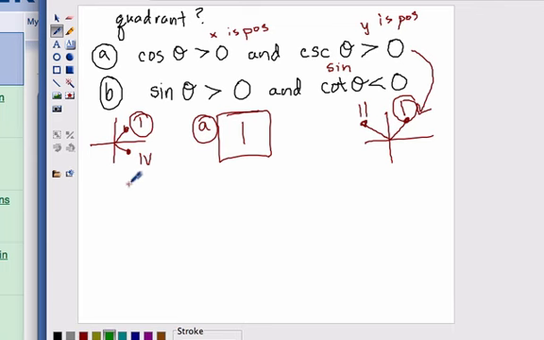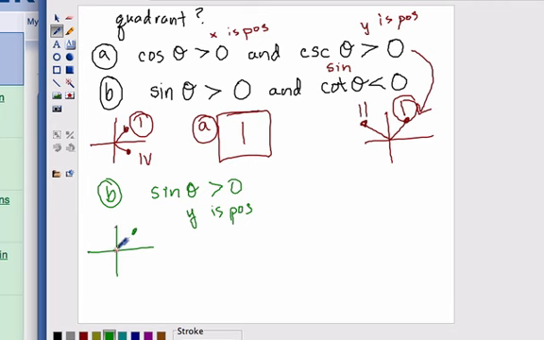Okay, so let's look at part B. Sine of theta is greater than 0. So that goes with y, so y is positive. Y's are positive above the x-axis, so we have a point in quadrant 1 or a point in quadrant 2. Okay, and then the next part was cosecant of theta. Oops, sorry, I wrote down the wrong one. Cotangent of theta is less than 0.